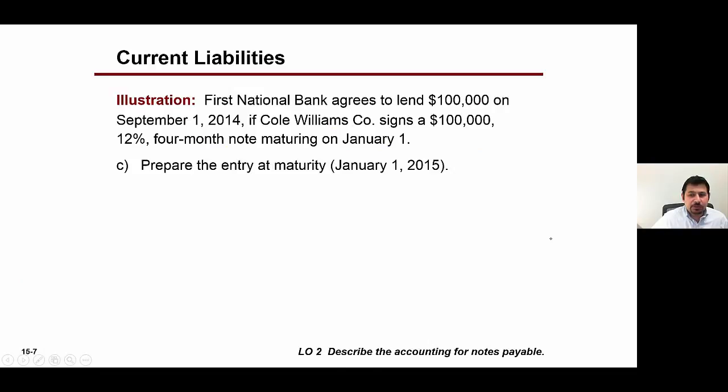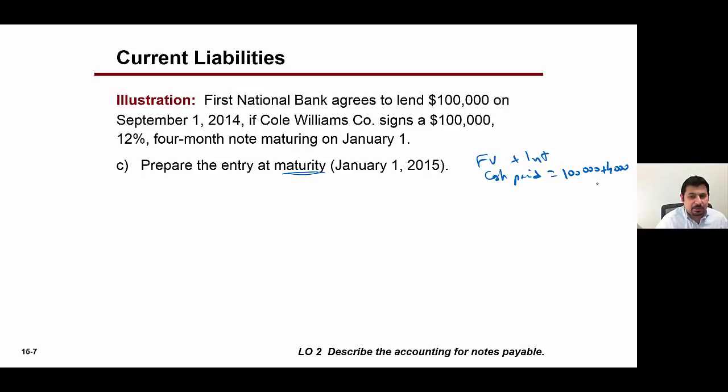Now on January 1st, this is when the company actually will have to pay the full amount. So January 1st, this is the maturity date. The company will have to pay the face value plus interest. In this case, the company will pay 100,000, so we know that the cash paid will be equal to 104,000. This is the face value plus 4,000. This is the interest. But the company will be paying this amount to settle a debt.